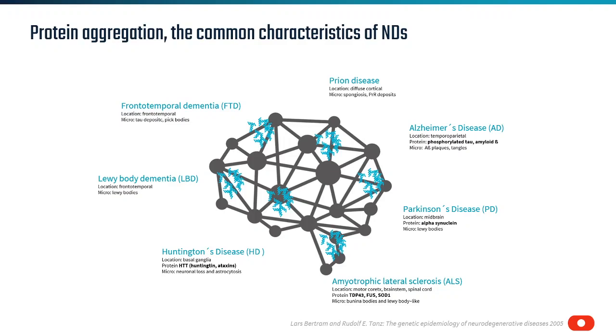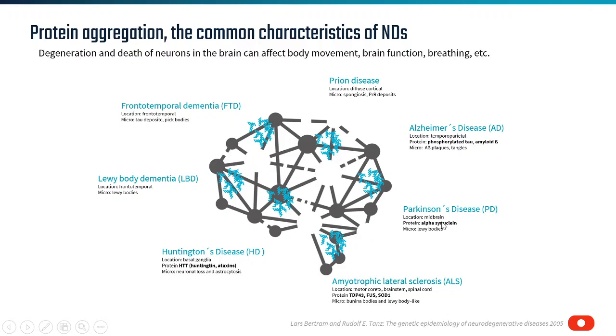There is one common characteristic of all neurodegenerative diseases, and that is protein aggregation. Depending on what type of disease it is, different parts of the brain are affected, and therefore also different proteins are forming these protein aggregates. For example, in Alzheimer's disease, it's mainly the tau protein and the amyloid beta that form the A-beta plaques and the neurofibrillary tangles of tau. In Parkinson's disease, it's, for example, alpha-synuclein. And as these aggregates form and increase in number, this can lead to the degeneration and death of neurons.